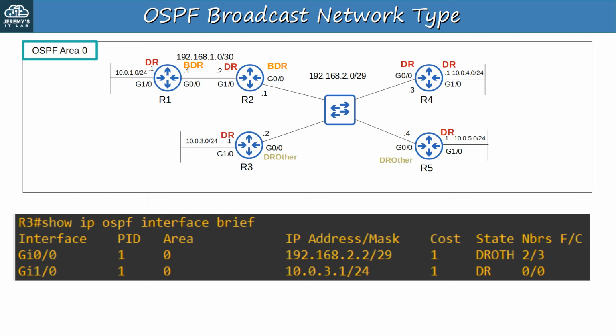I showed you this command, show ip ospf interface brief, before. Here I did it on R3, which is a DR other. Notice the neighbor count on its G0/0 interface. F indicates the number of full adjacencies, and C indicates the total count of neighbors. So R3 has 2 full adjacencies, with R2 and R4, but it has 3 total neighbors, R2, R4, and R5.